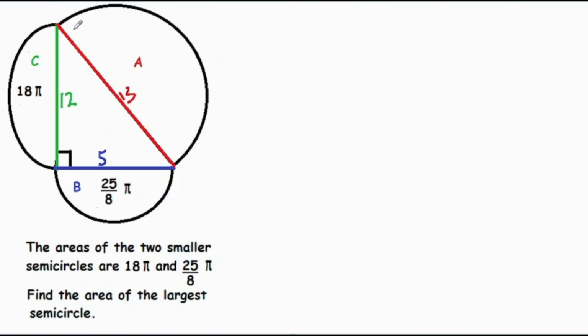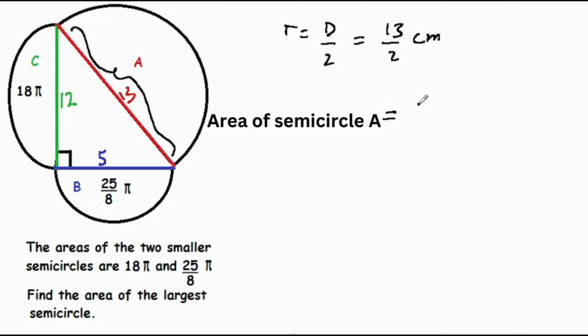The diameter of semicircle A that we just calculated for now is 13 centimeters. So we can get the radius from the diameter. So radius is equals to diameter divided by 2. So the radius of semicircle A is 13 divided by 2 centimeters. Alright, so let's have the area of the largest semicircle, which is A. So let's have it, that will be half of pi r squared.